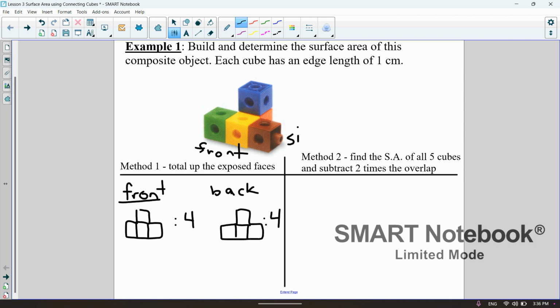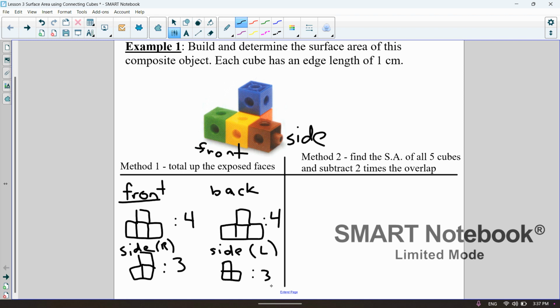Now let's look at the side. If I rotate this object to the side, I get a little L with 3 cubes. And both of the sides are going to look like that. So we've got side 1, you could call it the left side, and this one might be called the right side. You'll notice that these are very similar. They're just different orientations. Both of them, however, have 3.